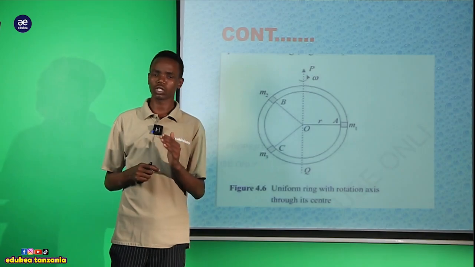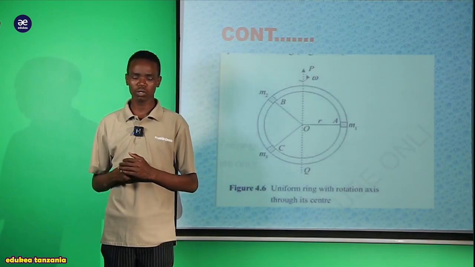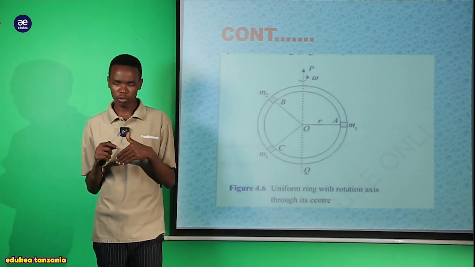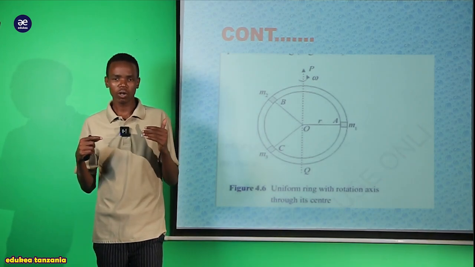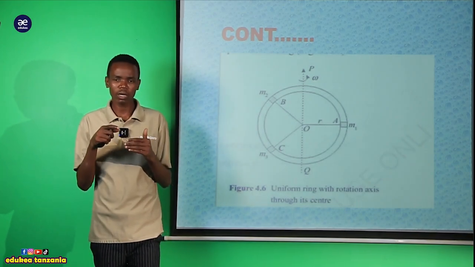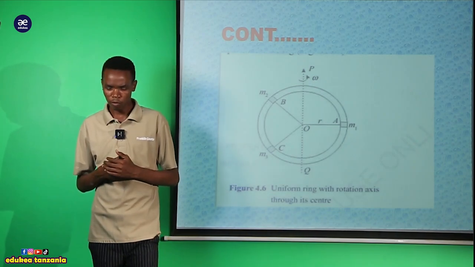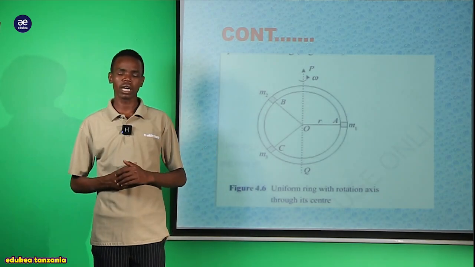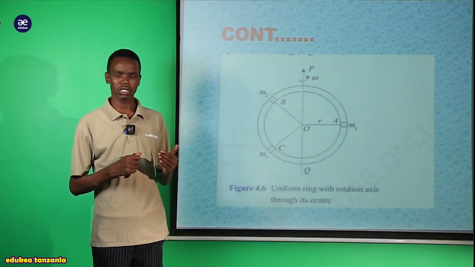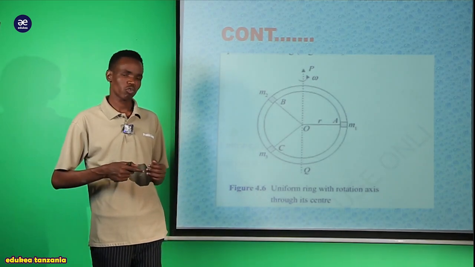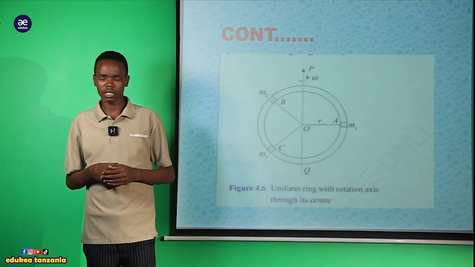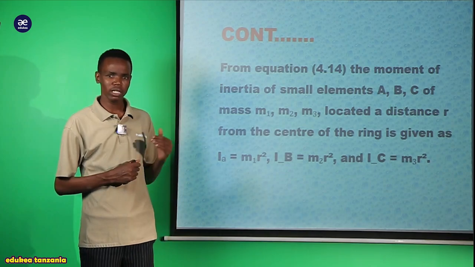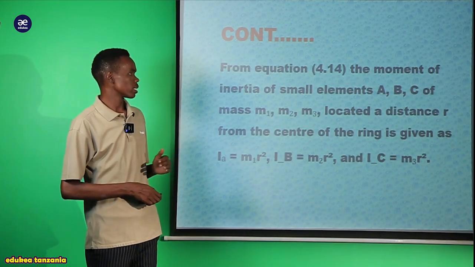As the thing that you are supposed to keep in your mind, my dear student, is that the rotation of the ring through an axis occurs perpendicular. The rotation can occur perpendicular to the axis of rotation. That is what we try to observe. So this is our figure here that gives us the concept of the uniform ring trying to rotate about an axis through the center.